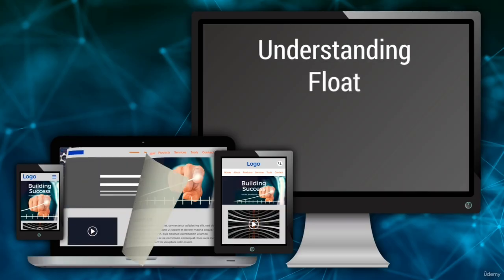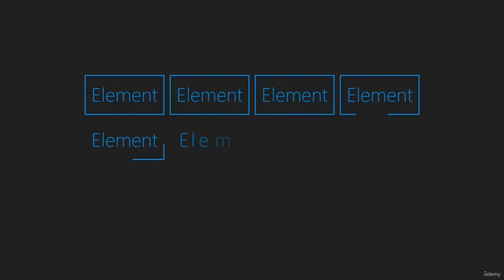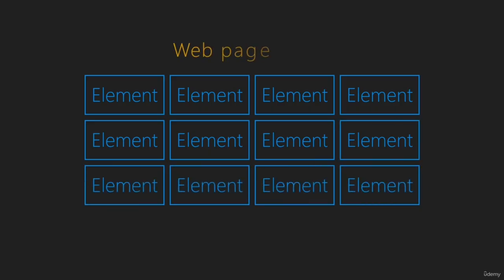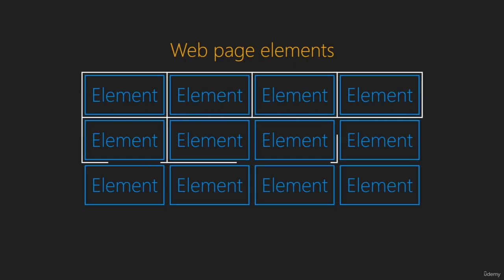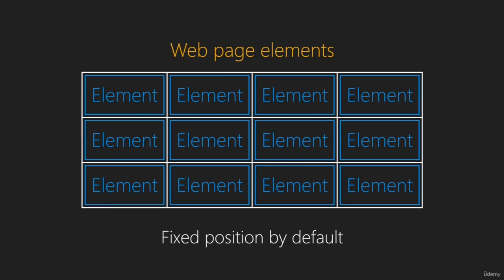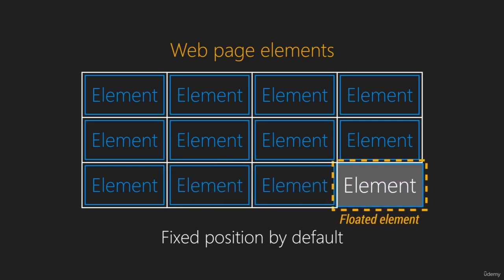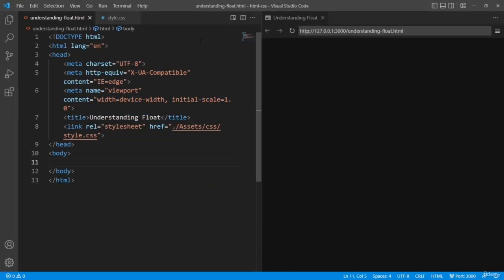The float property is very important when it comes to giving flexibility to your web page. Think of the float property like this. When you define the elements on the web page, they all have some sort of fixed position, like they are rigid. But by giving the float property to them, you are allowing them to float freely anywhere on the web page. Let's look at an example.